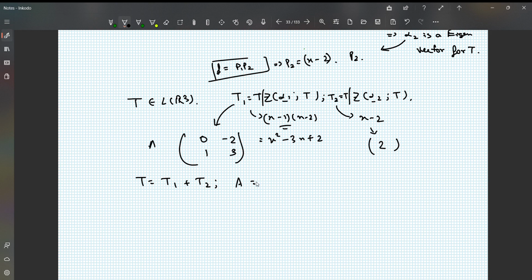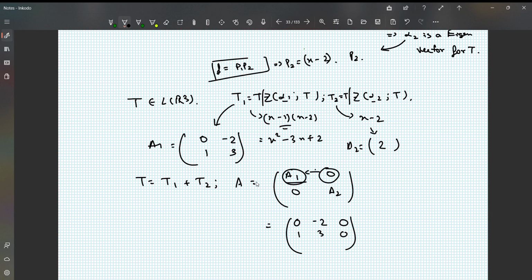Eventually speaking, A can be written. Suppose this is A1 and suppose this is A2. Then A is a direct sum of these matrices, which we write as A1, A2. Right? So if you just place it right there, you get 0, minus 2, 1, 3. Then we have 0 here. You have 0 here as well, because this whole part is 0, right?